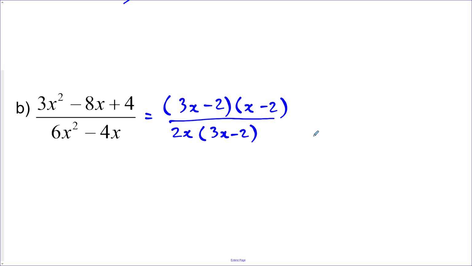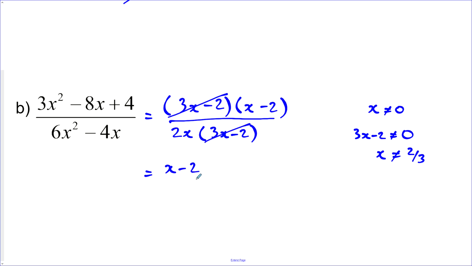Now I need to find the non-permissible values. x cannot equal 0 from the first part here, and the second part, 3x minus 2, cannot equal 0 either, and that would mean that x cannot equal 2 over 3. So there's our two non-permissible values. Now I can go on and simplify this because I have a common binomial top and bottom, and I'm left with x minus 2 in the numerator and 2x in the denominator. And I could, just for clarity's sake, put these next to it so everybody can see what they are.